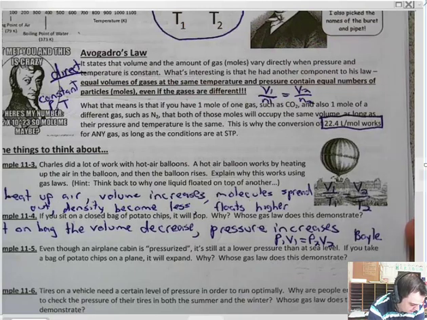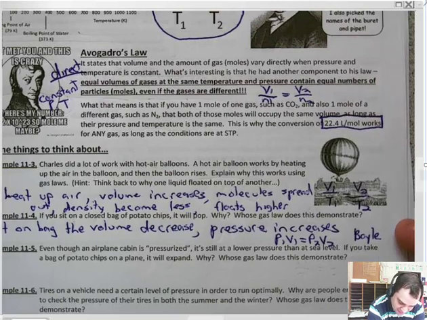Even though an airplane is pressurized, it's still at a lower pressure than sea level. Take a bag of potato chips on a plane. Oh, that's a good idea. Potato chips on a plane. Yummy. It will expand. Whose gas law does this demonstrate?